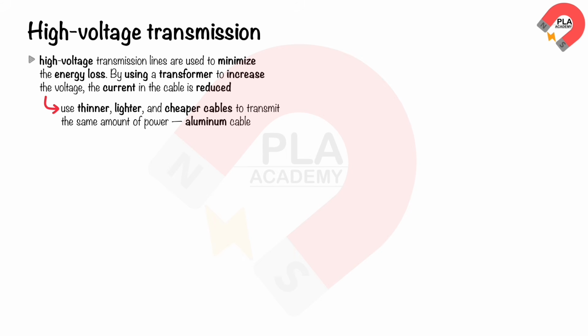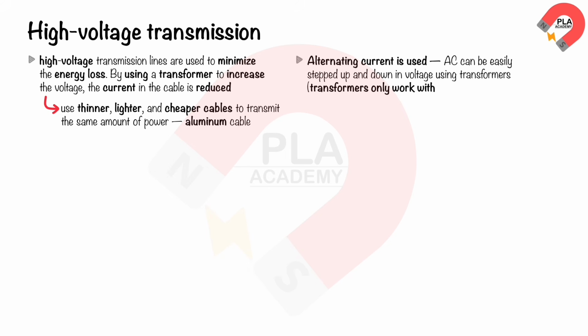Alternating current is used for the transmission, because alternating current can be easily stepped up and down in voltage using transformers. This means that transformers only work with AC. Transformers will not work with DC. The calculation demonstrates why less power is lost from a cable if power is transmitted through it at high voltage.